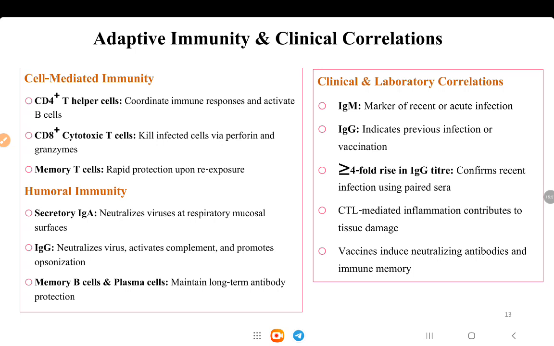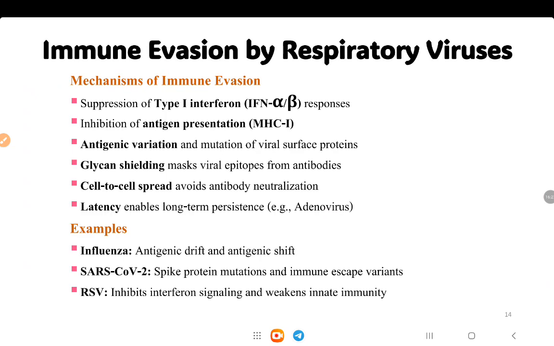A more than four-fold rise in IgG titer confirms recent infection using paired sera. CTL-mediated inflammation contributes to tissue damage, which happens through the reaction between the innate immune system and the adaptive immune system. The vaccine induces neutralizing antibodies and immune memory, which can be detected or measured in the lab.